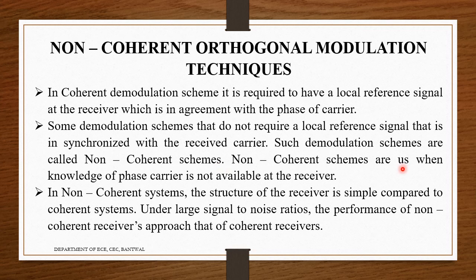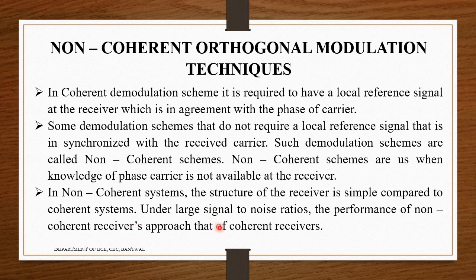Non-coherent schemes are used when the knowledge of the carrier phase is not available at the receiver. We don't require any knowledge of the carrier signal phase. In a non-coherent system, the structure of the receiver is simple compared to the coherent system. We don't need the additional big structure, the correlators, etc. When compared to the coherent system, it is very simple.